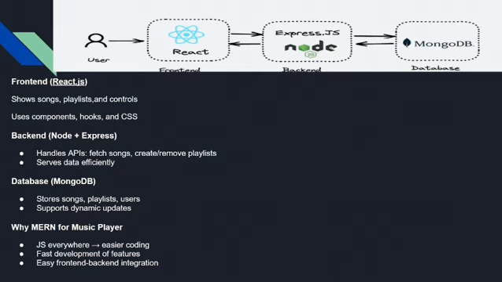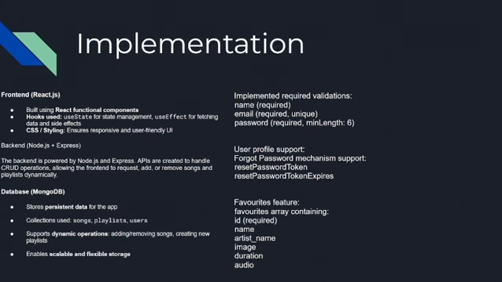In MongoDB, firstly we have to design the database. With the help of the user, we have created the user schema. In that user, we are storing name, email, password and other song information related to that. React lets us write in an easier format, with fast development of features and easy frontend and backend integration.